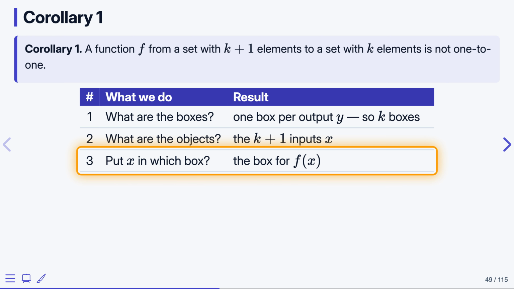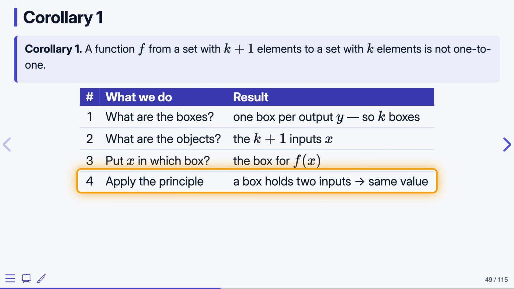Step 3. Say where each object goes. Input x goes in the box for its output, f of x. Step 4. Now apply the pigeonhole principle. More inputs than boxes, so some box holds two different inputs. Those two inputs have the same output, so f is not one-to-one. Notice the shape of the argument. Naming the boxes and the objects is the whole job.